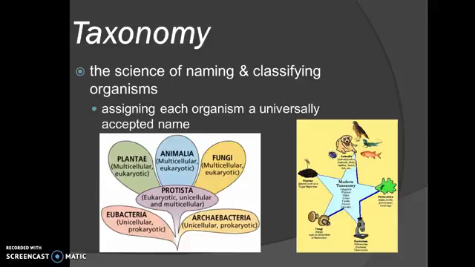Taxonomy, that word, means the science of naming and classifying organisms. That is the definition. Taxonomy. Go ahead and say it out loud. Taxonomy. Assign each organism a universally accepted name. So if you're in France, French scientists are going to be using the same name for a creature as American scientists. It keeps that universal.